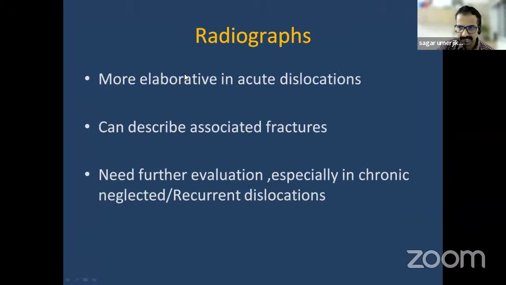When we evaluate the patient, the series of investigations we do are radiographs, MRIs and CT scans. I'll just briefly speak on them. The most elaborative is in acute dislocations. That is when we take X-rays and we come to know that it's an anterior dislocation.